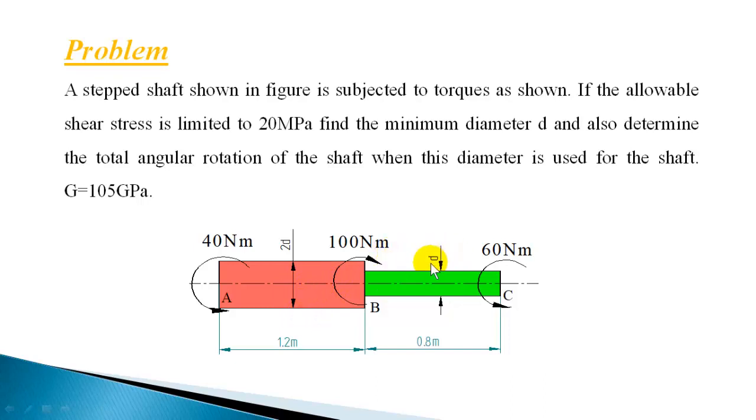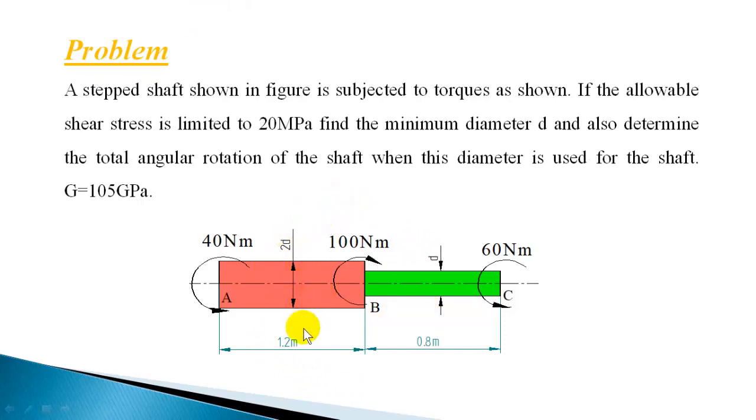Now you have to find the diameter d. Once you get d, you can find 2d. But in finding the diameter d, you have to see that the maximum shear stress in the shaft should not exceed 20 megapascal while transmitting this torque. Now you have to find the torques acting in the various sections. Here we have only two sections.